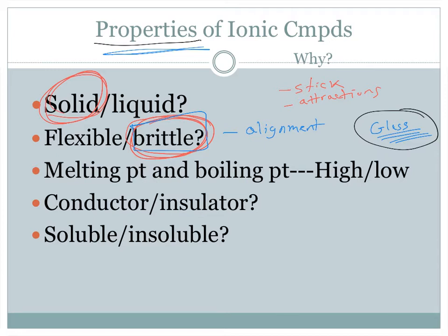Other properties of ionic compounds, because they stick together really well, they tend to be what? You think they're tough to boil and melt, or are they going to be real easy to get them to melt? Yeah, they're going to be tough. Green was a bad color. They're going to be tough to melt. They're going to be tough to boil. That means the temperatures will be pretty high.